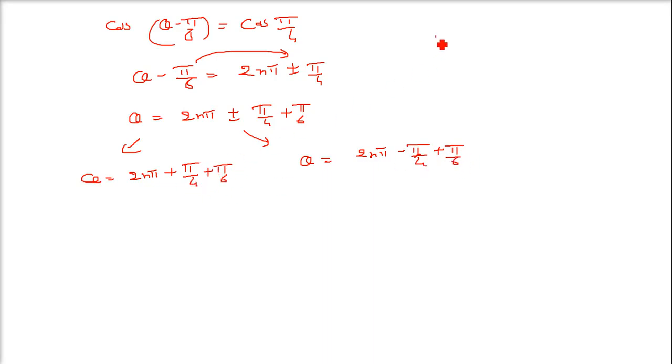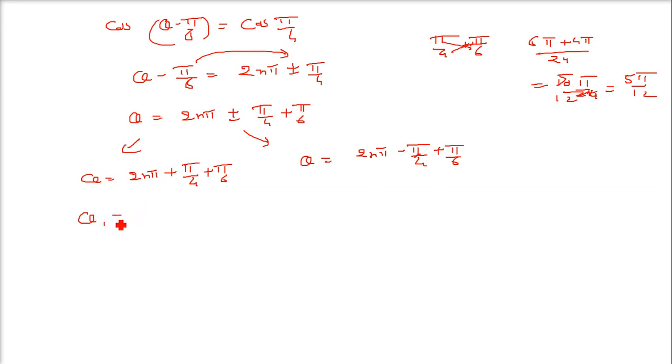So this pi by 4 plus pi by 6 will be what? Take the LCM 24: 6 pi plus 4 pi over 24. So you get 10 pi by 24, that is nothing but 5 by 12. So 5 pi by 12. So this is theta, or you can say theta 1 is 2n pi plus 5 pi by 12. The other solution, same way, you have to subtract pi by 6 minus pi by 4, you will get 2n pi minus pi by 12. So this is the solution of this equation.